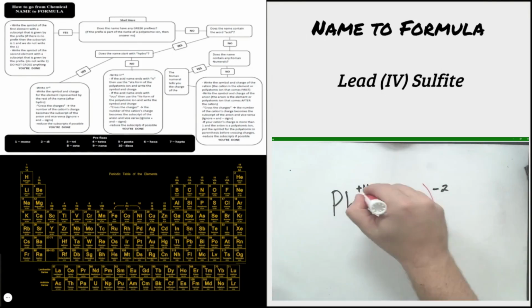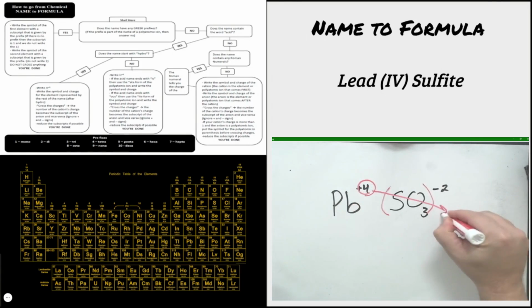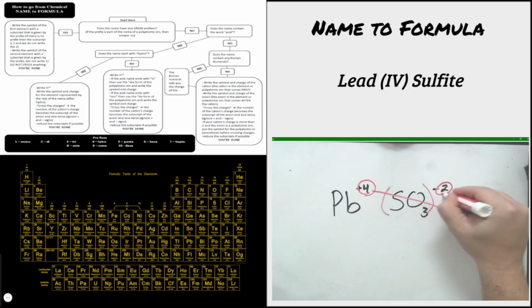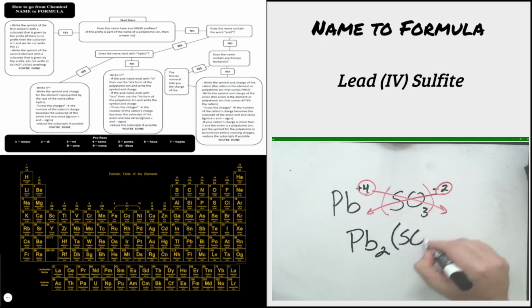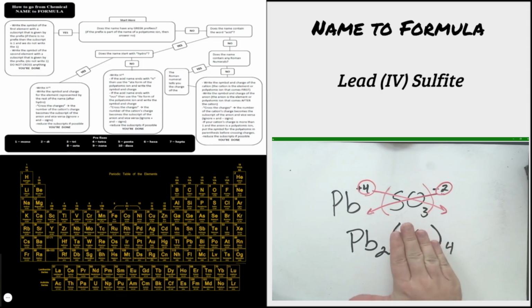And then when I cross the charges, my 4 comes down here outside the parentheses, and my 2 comes over here. So now I have Pb2, parentheses, SO4, or sorry, that's SO3 because it's sulfite, SO3 and then a 4 on the outside. So now my last step here is to reduce the subscripts if possible. Well, I'm only talking about these two. This 3 is part of the symbol for sulfite, so we do not change that. It's part of the symbol. That's why we put it in parentheses to separate it.